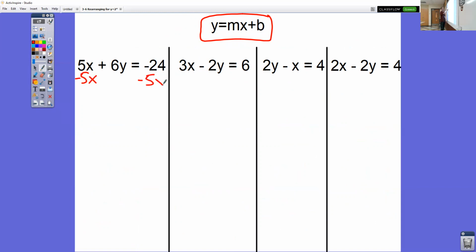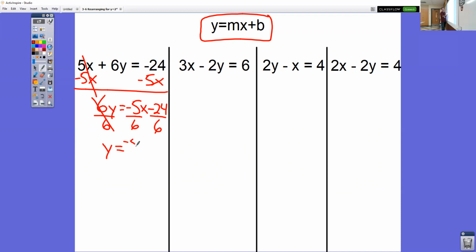We get rid of the 5x by doing -5x and -5x. Bring down your 6y, bring down your equal sign. We can't do a plain number minus a 5x, but we can flip around the order. So that becomes -5x minus 24. This says 6 times y. The opposite of times is divide. So we want to divide by 6, divide by 6, divide by 6. These 6's cancel out. Bring down your y equals.